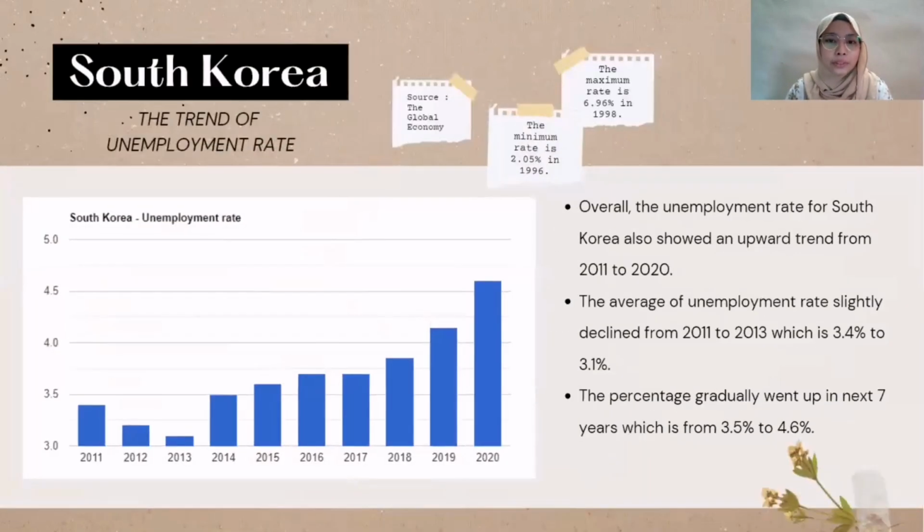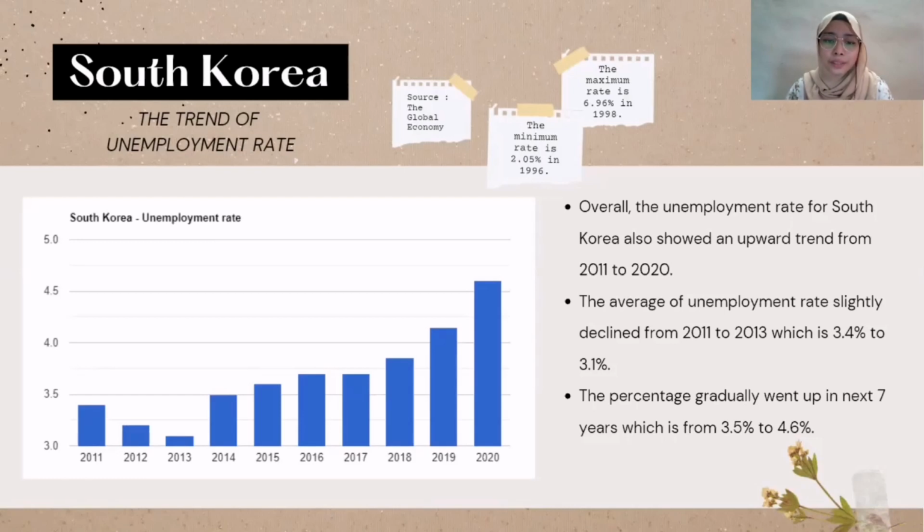Okay, next, for South Korea. Overall, the unemployment rate for South Korea also showed an upward trend from 2011 to 2020. The average unemployment rate slightly declined from 2011 to 2013, from 3.4% to 3.1%. Then, the percentage gradually went up in the next 7 years, from 3.5% to 4.6%. The maximum rate is 6.96% in 1998, while the minimum rate is 2.05% in 1996.